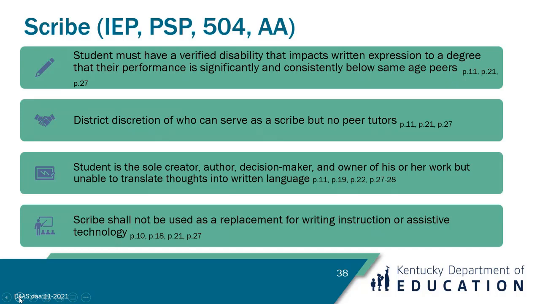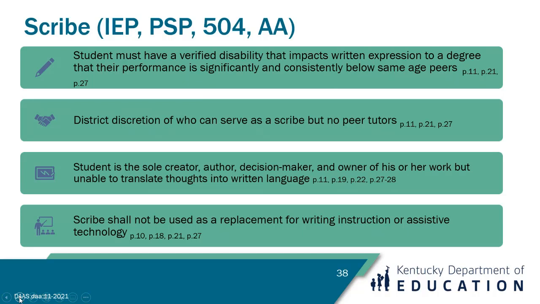Now let's dive deeper into what a scribe may do. Keep in mind these rules apply to any scribe in any testing environment. A student cannot be given a scribe just because they have bad handwriting or because they write slowly. There must be documentation of the disability's impact on the student's writing, showing that they are performing significantly and consistently below same-age peers. A scribe merely writes what the student says.